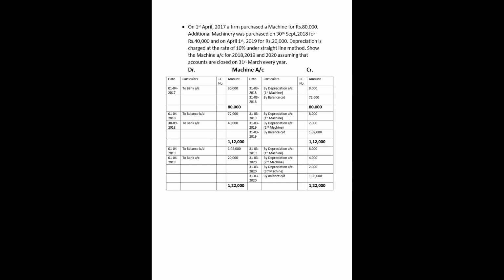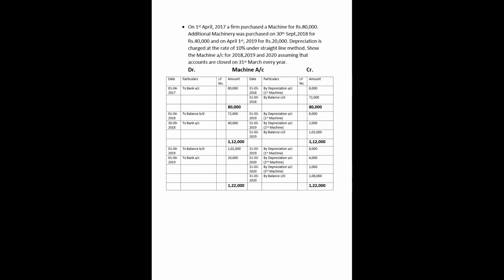So first we'll put the format and then mention debit and credit and then mention the name of the ledger, that is machine account. So first machine we have purchased on 1st April 2017 for rupees 80,000. That amount needs to be mentioned as to bank account 80,000 on debit side. Calculate the depreciation for 1 year. We'll get 8,000, that is 80,000 into 10%. Now balance both debit and credit. Mention balance carried on amount on credit side and then mention as balance brought down in the next year.